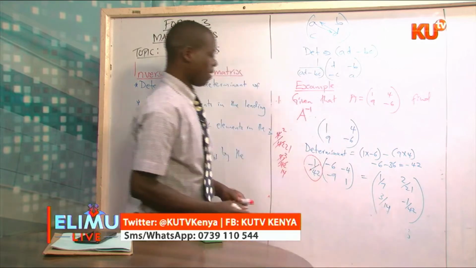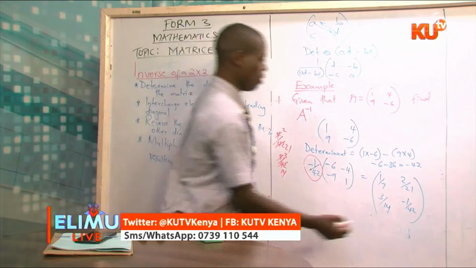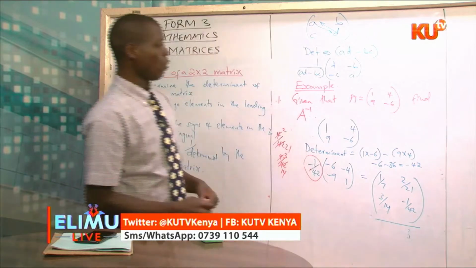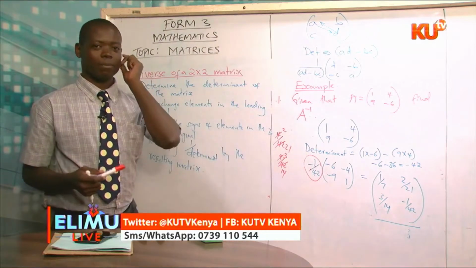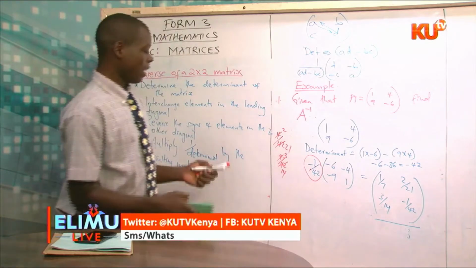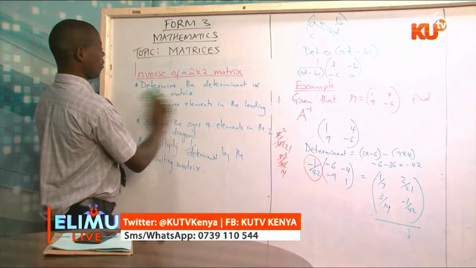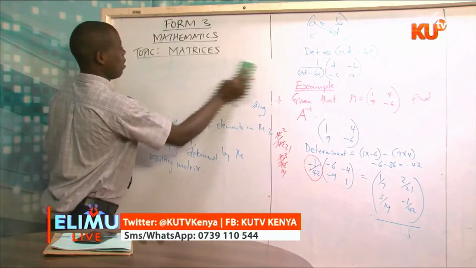And then 1 over 42 times 1 gives us negative 1 over 42, and this is the inverse of our matrix. So we look at the inverse in that way. Either they will write the word inverse or they will write a power negative 1, be able to obtain that.